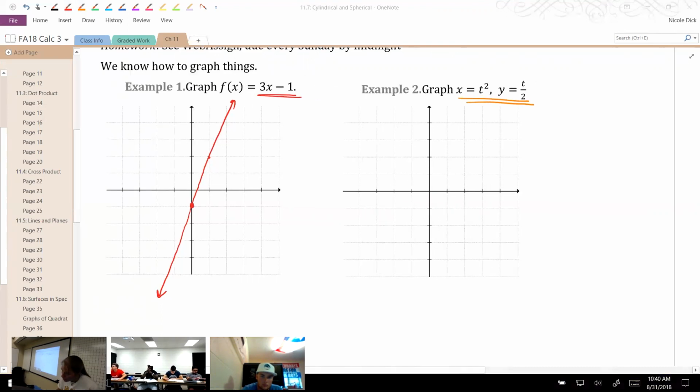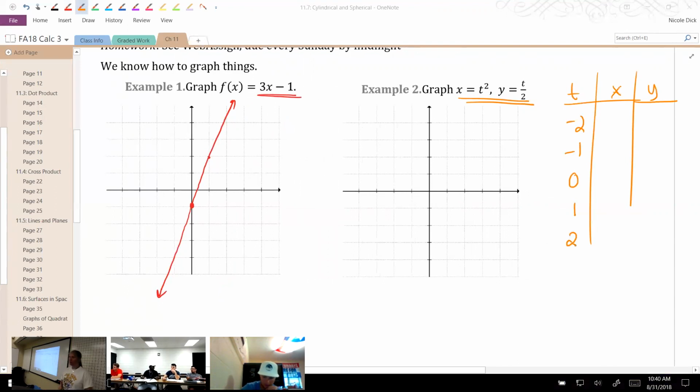Yes, our calculator can do this, but the real long way of graphing is we can pick some points. The nice thing about this too is if we stick in order and make t get progressively larger, we can track the path here. So let's just pick a few points: -2, -1, 0, 1, and 2. If you plug in -2 for x, -2 squared is +4. Plug in -2 for y, -2 over 2 is -1. And that 4, -1 gives us one of our points. So 1, 2, 3, 4, -1.